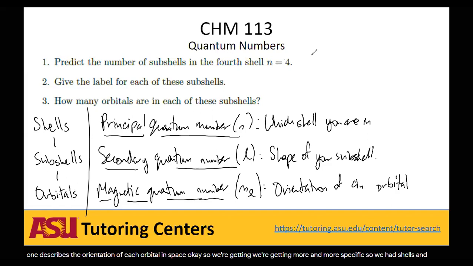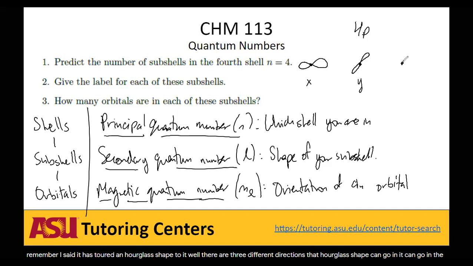So for instance, let's look at the 4p subshell. Remember I said it has sort of an hourglassy shape to it? Well, there are 3 different directions that hourglassy shape can go in. It can go in the x direction. It can go in, I guess, the y direction, like imagine this going back into the page. Or it can go in the z direction. There's 3-dimensional space, and this p orbital can go in any of those 3.